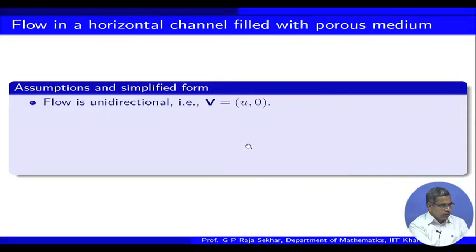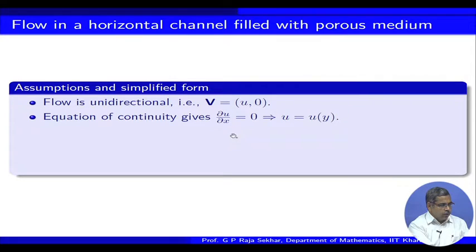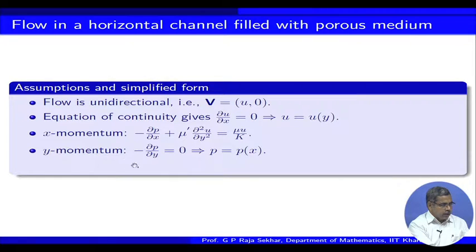Okay. So, the first assumption is that flow is unidirectional. So, correspondingly we have (u, 0). Then once we have this, from the equation of continuity we get u is a function of y alone. Then the corresponding x momentum reduces to this, because ∂u/∂x is 0, and from the Laplacian term we get only one of the terms, the other term vanishes. Then for the y momentum, since v is 0, the net inference is that p is a function of x alone.